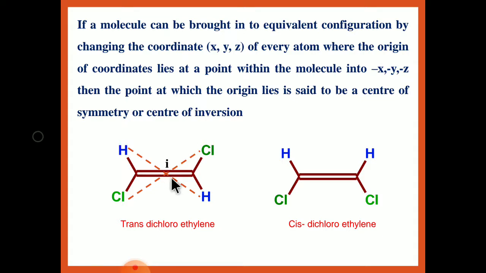Such a center of inversion is not present in cis dichloroethylene, because the two chlorine atoms are not situated in opposite directions, and the two hydrogens are not situated in opposite directions. Therefore the center of inversion i is absent in cis dichloroethylene. Both molecules are dichloroethylene, but because of their geometrical conformation, only trans shows the center of inversion, not cis.